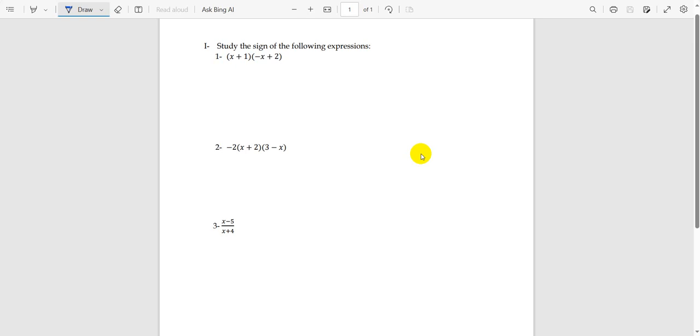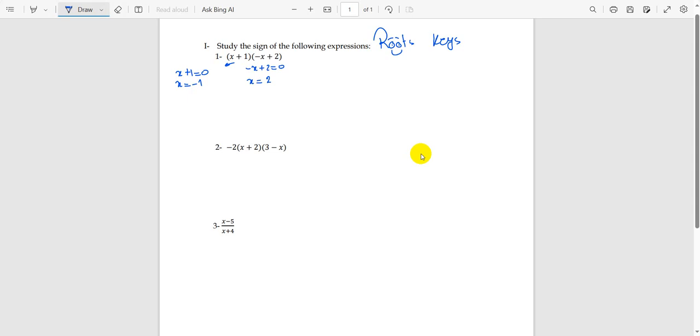Study the sign of the following expressions. First of all, you have to keep in mind that the roots are the keys of the sign. So first of all, I have to find the roots of the factors. I will get x plus 1 equals 0, then x equals -1, and here minus x plus 2 equals 0, and x will be equal to 2.